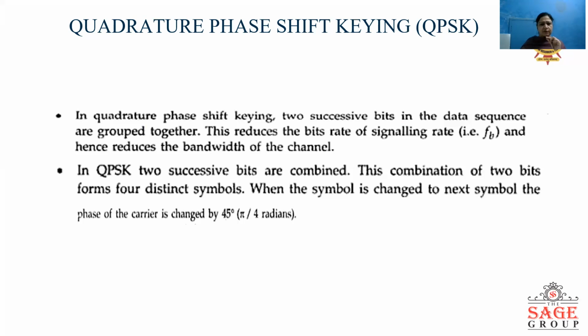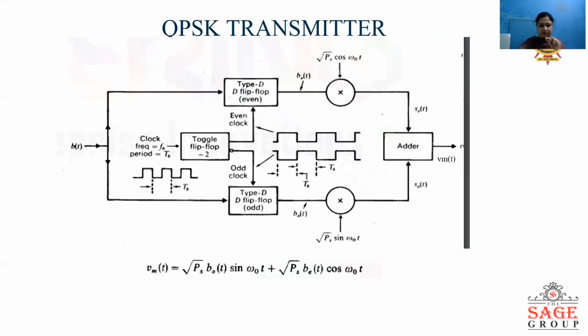The combination of the two bits form four distinct symbols. When the symbol is changed to next symbol, the phase of the carrier is changed by 45 degrees. Now here we can see the block diagram of the QPSK transmitter. Now first we have assumed that in every case, the active edge of the clock waveform is the downward edge.